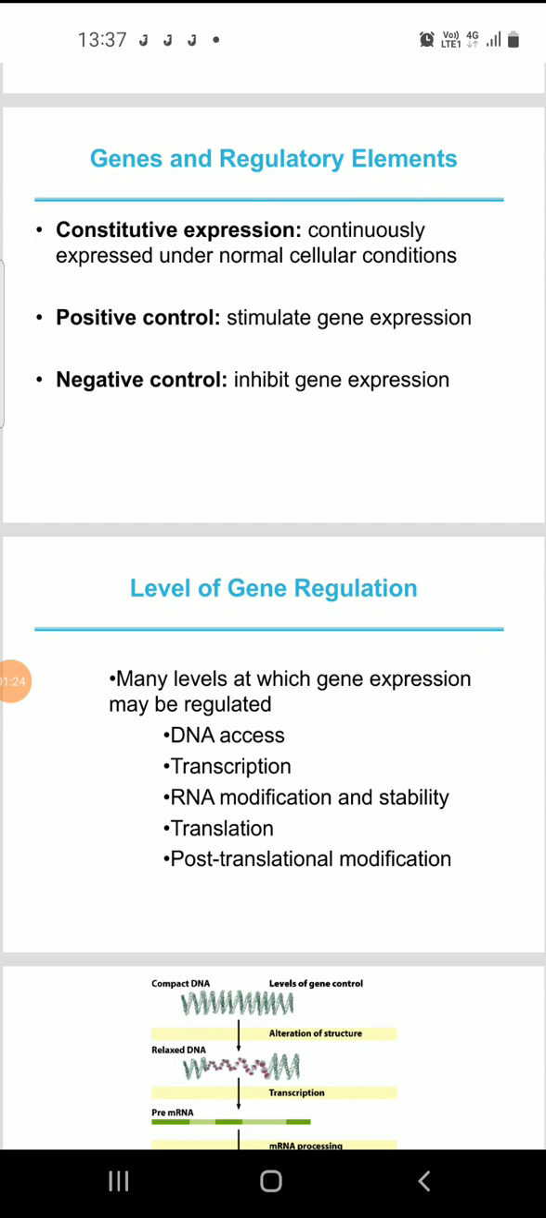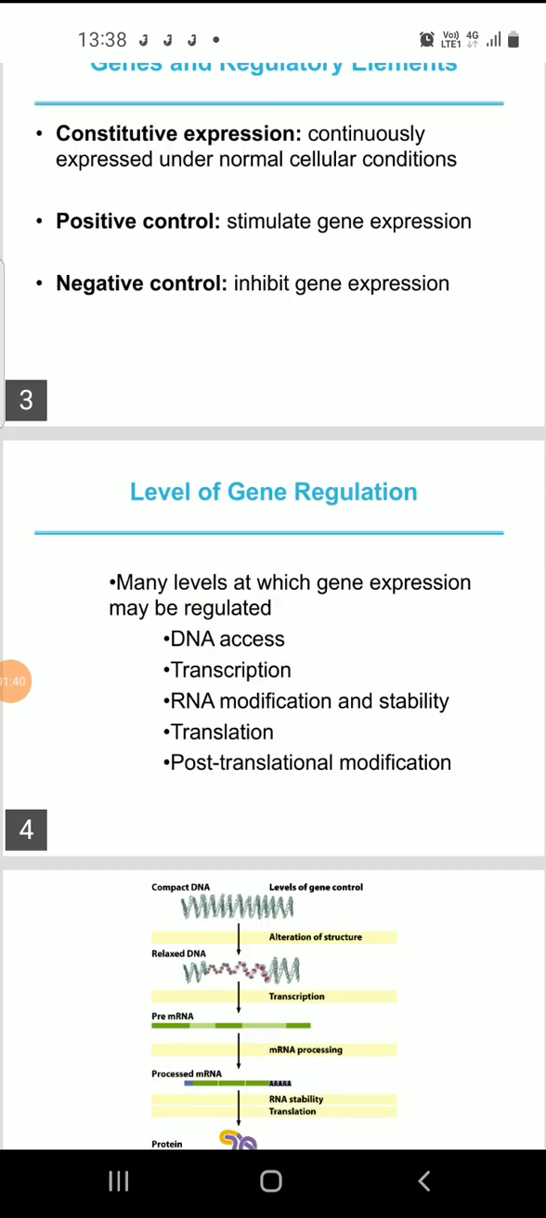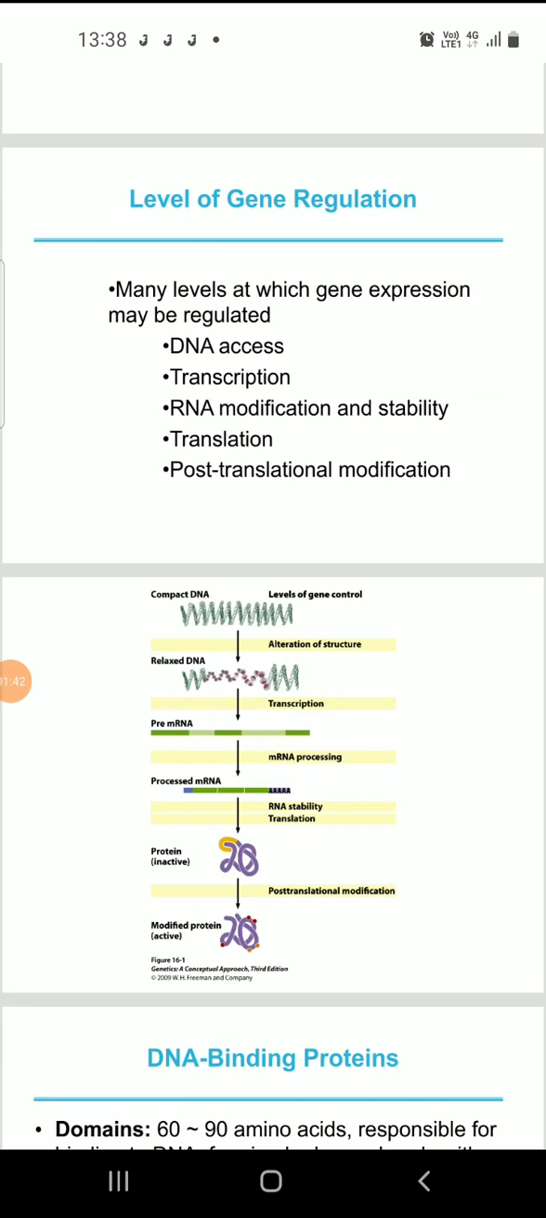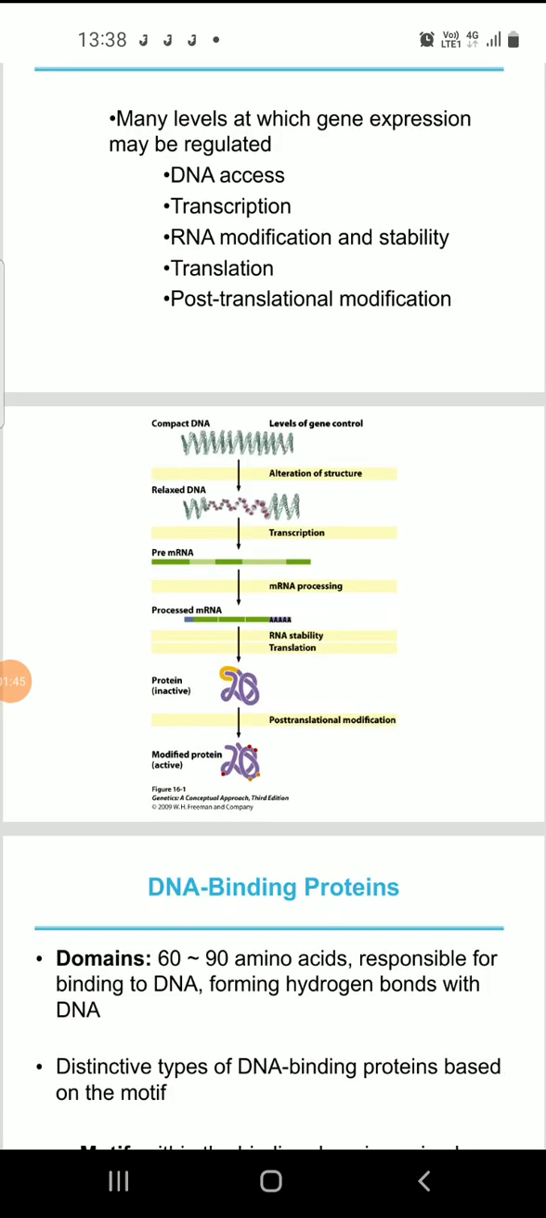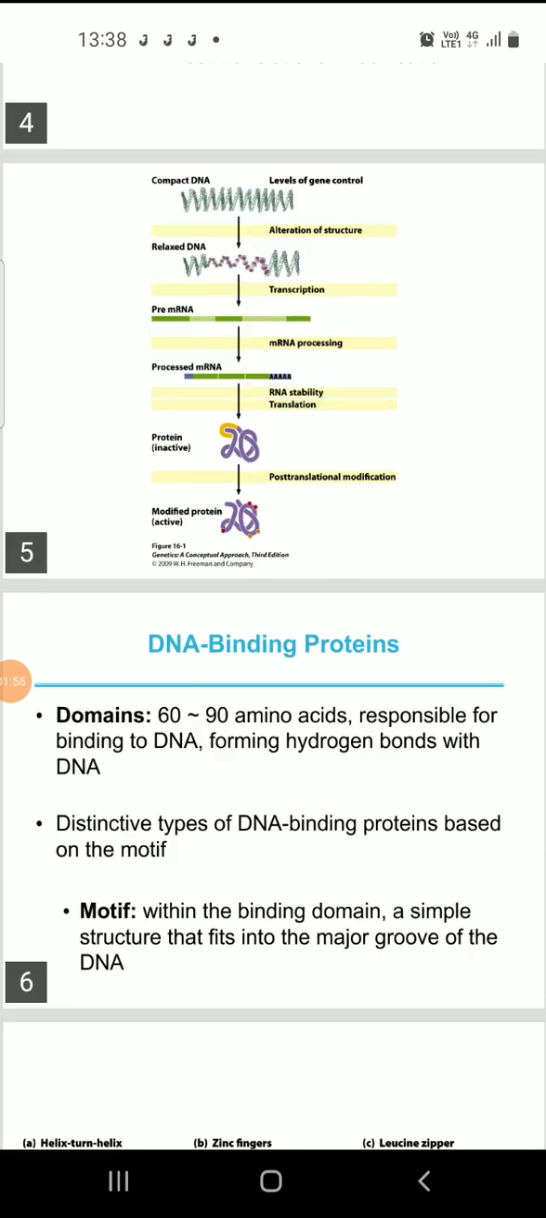Now, there are several levels of gene regulation. Many levels at which gene expression may be regulated. They are the DNA access, then transcription, RNA modification and stability, translation, and post translational modification. So this slide indicates how the regulatory elements and regulatory genes are present and how they carry out their function.